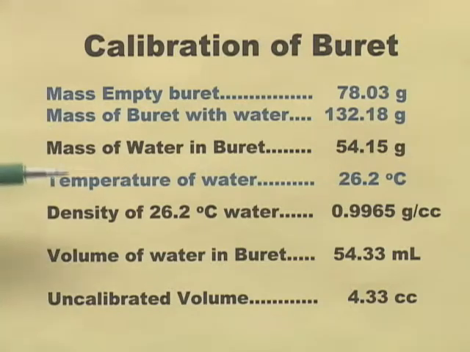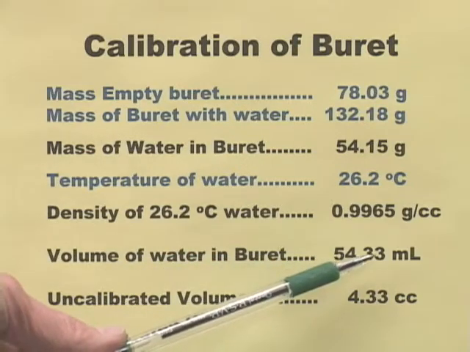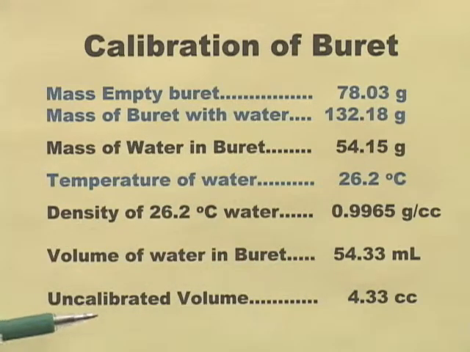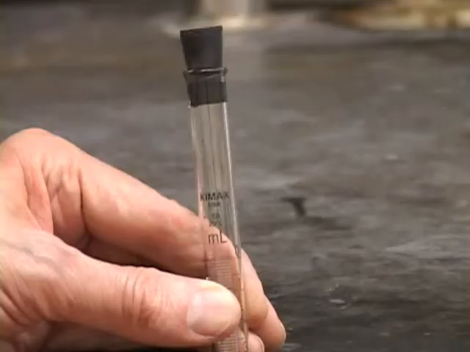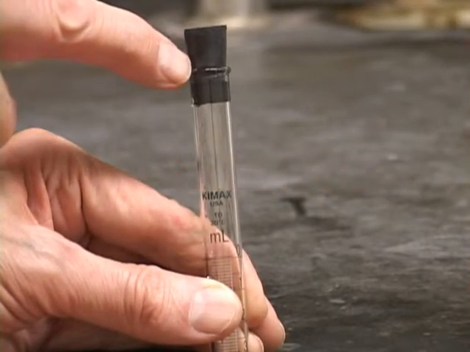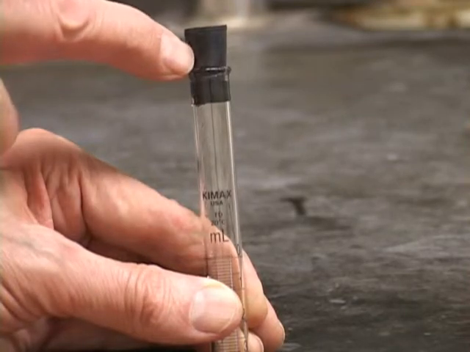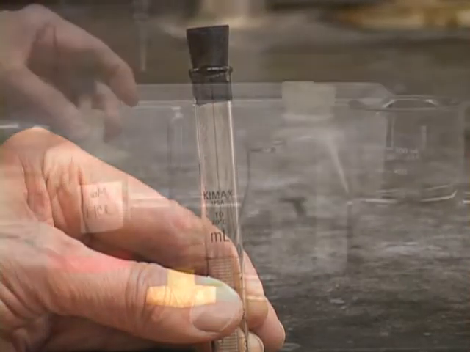From the 2 masses and the water temperature, you can calculate the volume of the water which fills the burette to the 50 milliliter mark, and that is 54.33 cc's, and therefore the uncalibrated volume at the top of the burette is 4.33 cc's. At this point, do not do anything to the stopper at the top of the burette. Its exact position is now part of the calibration.